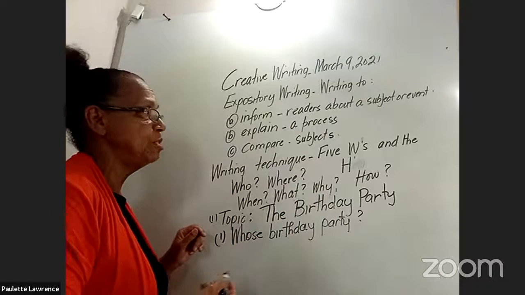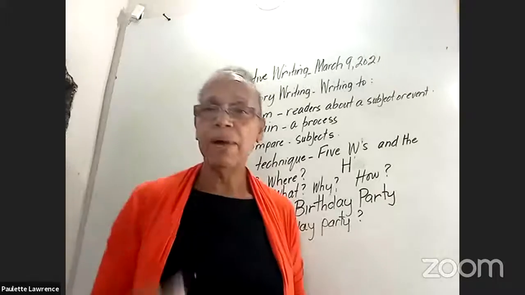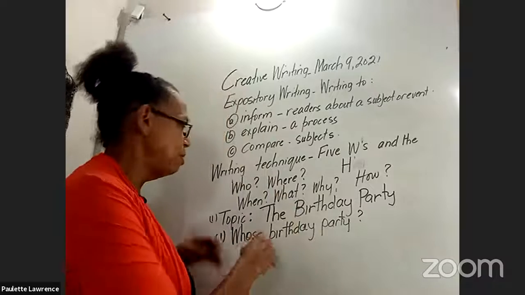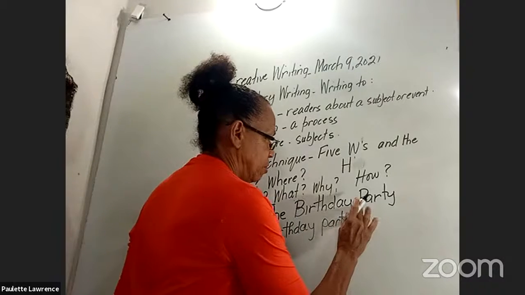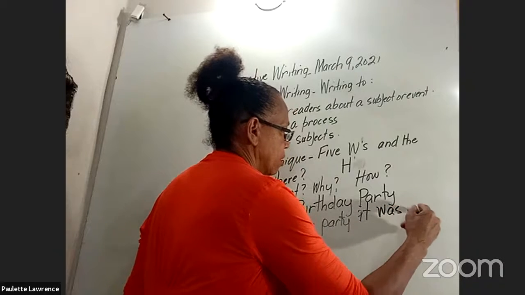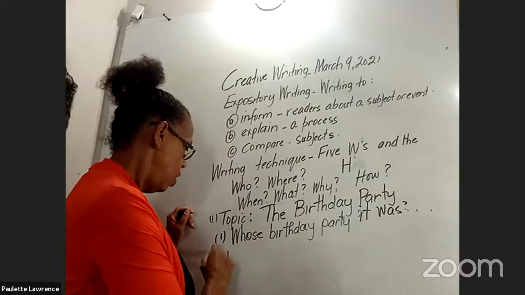So let's pretend we're doing it in the past tense. You can write in the past tense, you can write in the present tense, but let us use the past tense. Whose birthday party it was? All right, let's do it. It was... So put a question sign. Next one, where?